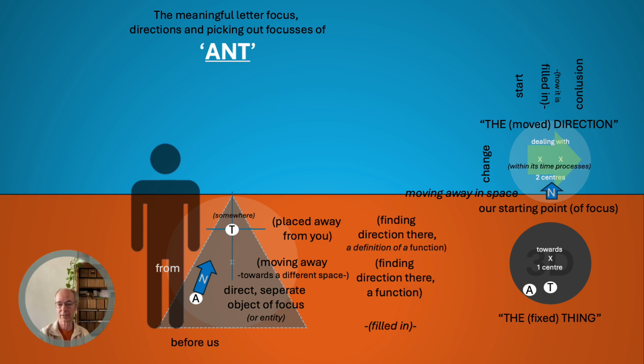And the last letter is the letter T, which is from the first category. So it is placing itself in a placement, towards a fixed point. It goes towards a position, a placing position, a definition. We will have the definition of a function. So the middle categories are really about filling itself into a position in space. The next level, the letter N, will be about finding a direction as well, and a definition of its function that will also be filled in.